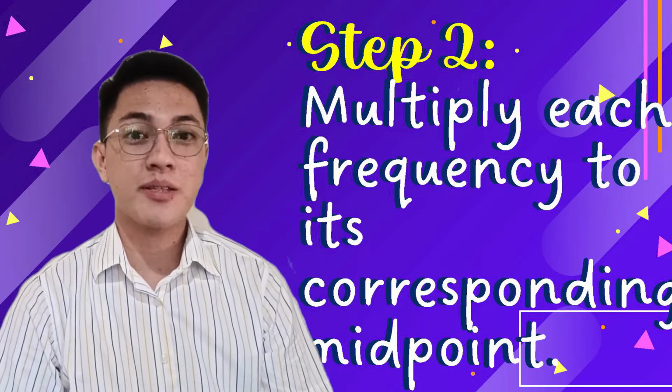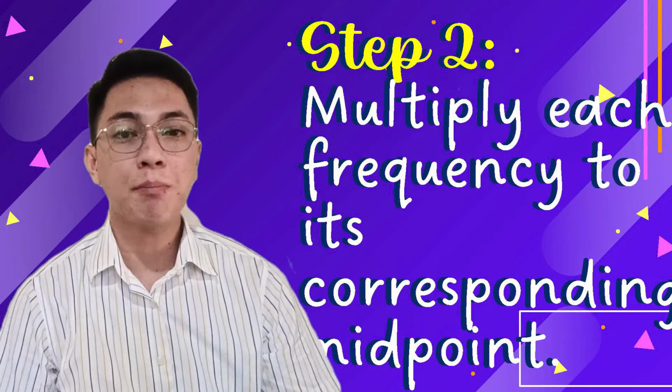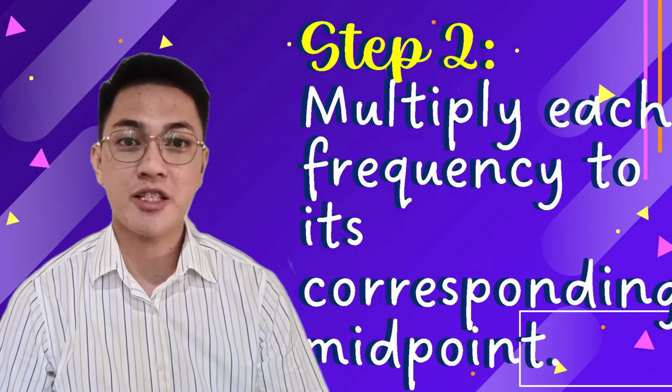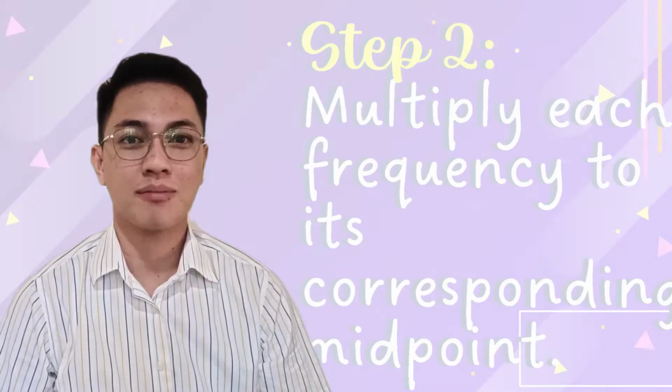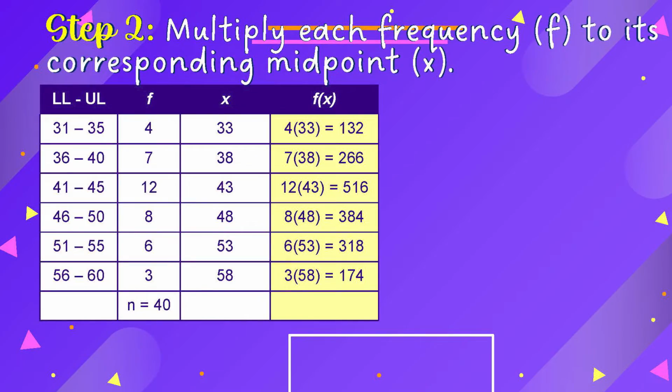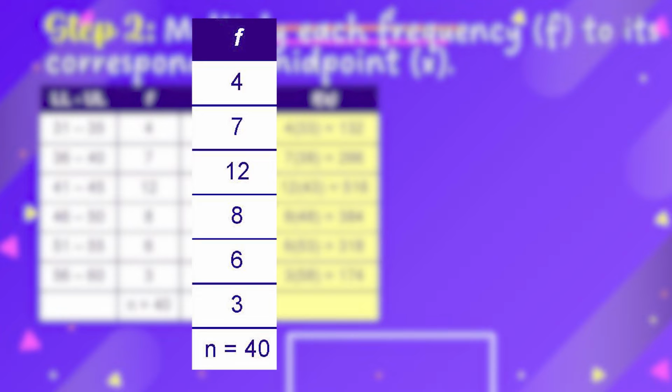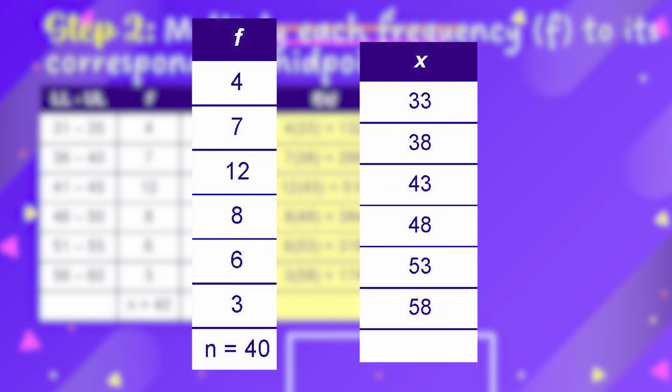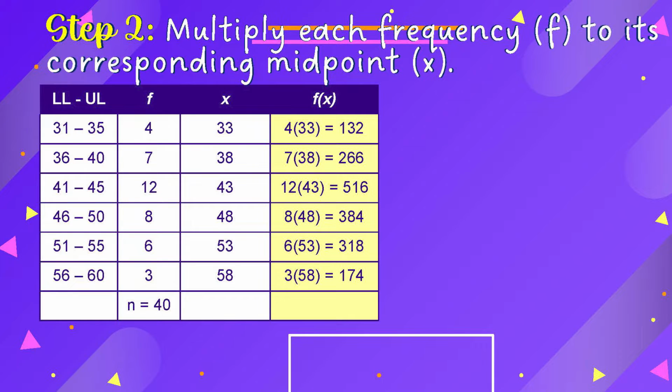For the next step, step number 2, multiply each frequency to its corresponding midpoint. Next, we're going to multiply each frequency to its corresponding midpoint. So we have here the column for the frequency, and we already have the value of the midpoint. So we need to multiply them and get their product.